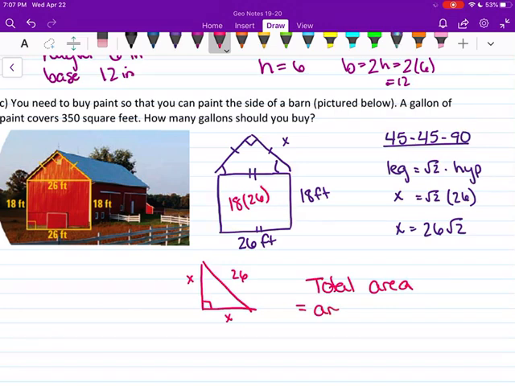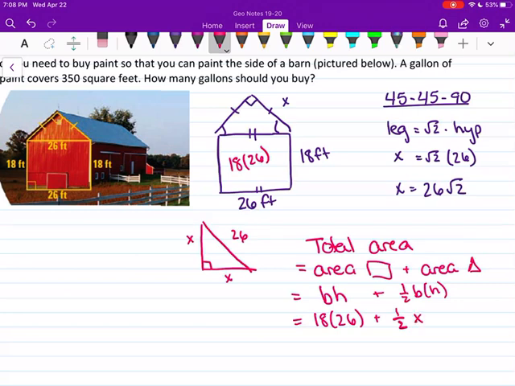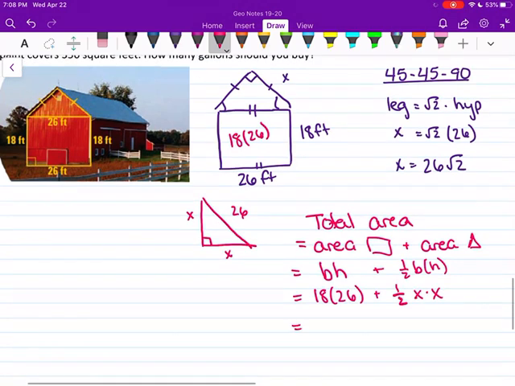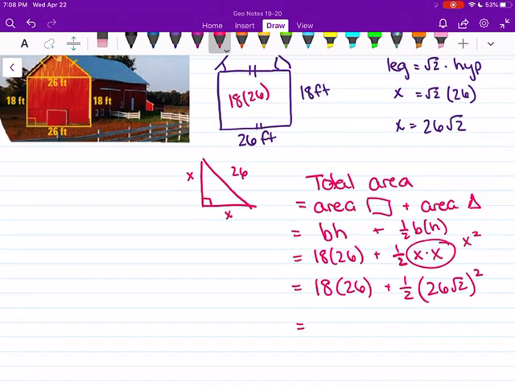Okay. So then my total area is going to equal area of the rectangle plus area of the triangle. Area of the rectangle is base times height. So we get our 18 times 26. Plus the area of the triangle is 1/2 times its base times height. And both its base and height are x. So I get x times x. So then I get 18 times 26 plus 1/2 times 26 root 2 squared, because I have x times x, which is the same as x squared. So when I put this all in my calculator and figure it out, I get 637 square feet. Okay, so you can do that on your calculator.